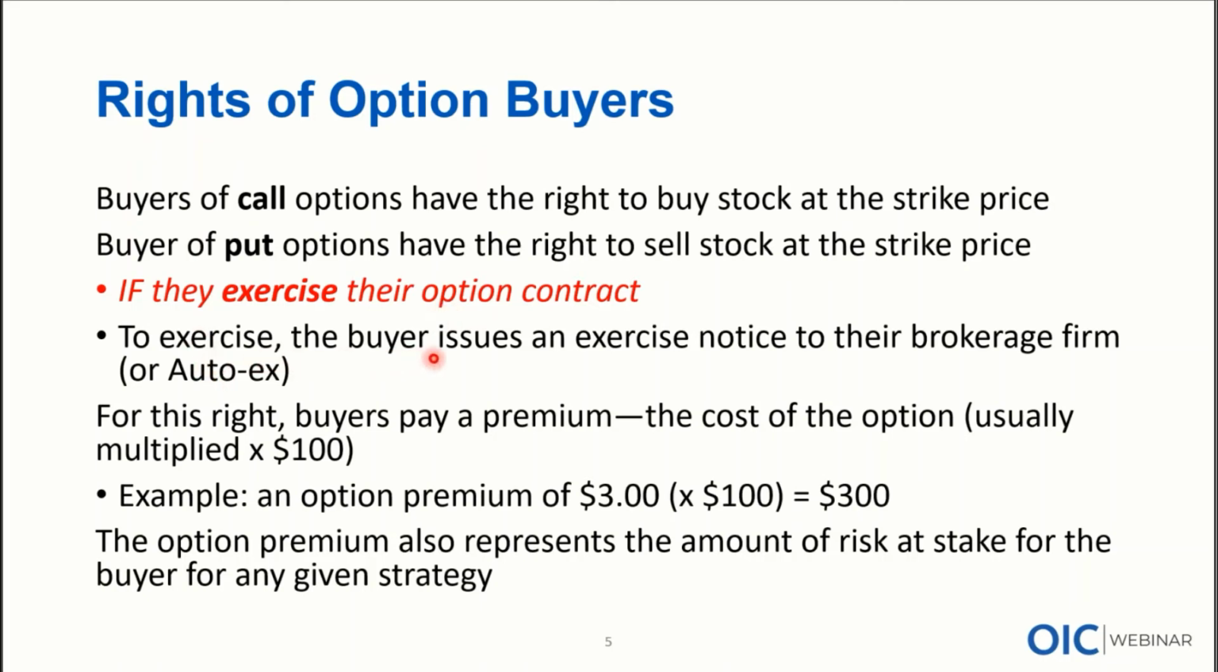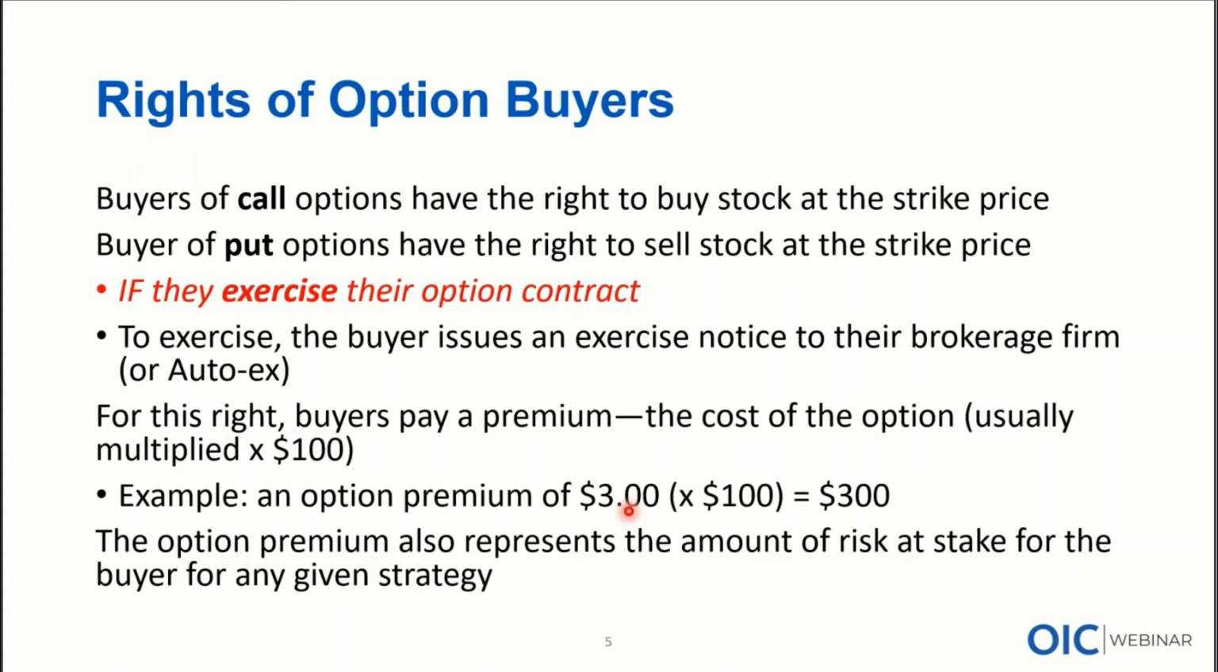To exercise, the buyer would communicate with their brokerage firm their intentions to exercise their right to buy or sell shares of stock, or they may allow themselves to be subject to what is known as auto exercise. I'm going to discuss that in a little more detail a few slides from here. But either way, the buyer has decided to exercise the right that they have purchased, and in exchange for not just the premium, they will also pay the strike price in the case of the call, or receive the strike price in the case of a put option.